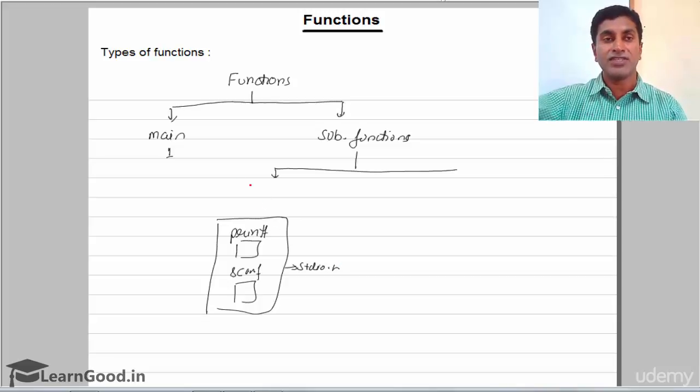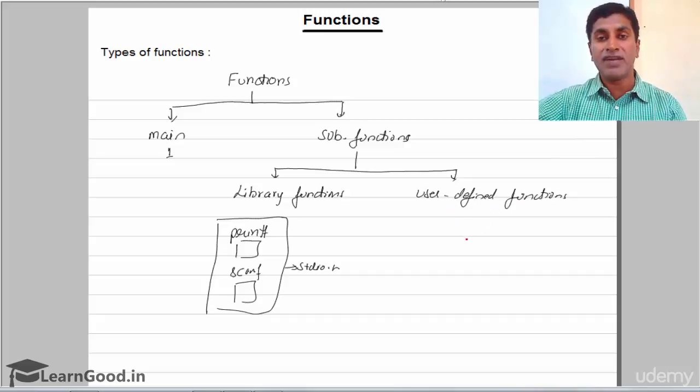Such functions we call library functions. The functions which we write for our own purpose, for example, if I want to solve a quadratic equation where there is no library function, I have to write it on my own. Such functions are called user defined functions. The functions which we write, we call user defined functions. In this chapter, we'll study in detail how to write our own function, that is, user defined functions.